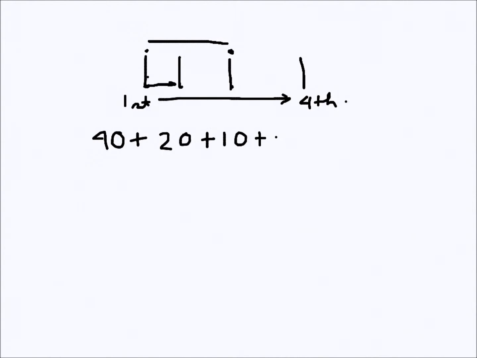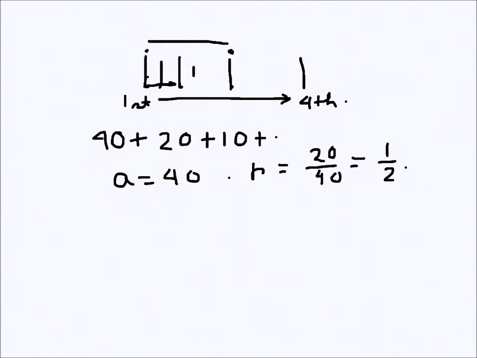So this is A, which is the first term, 40, and the common ratio is r, which is 20 over 40, or 10 over 20, whatever it is, half. So that's the series. If more cones are added and the pattern continues, that means this series goes to infinity. So how much does he have to travel in total?